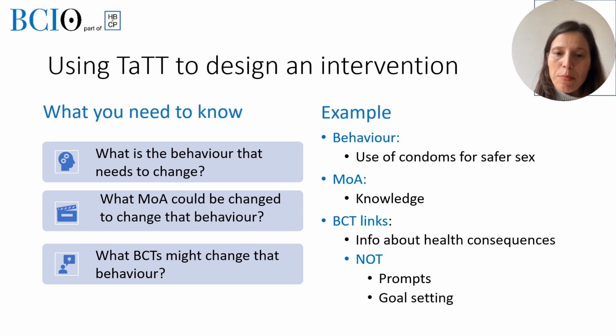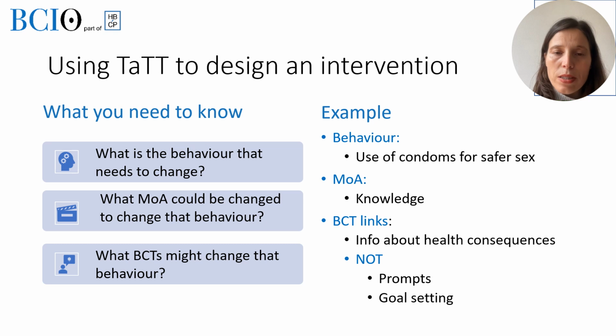So let's look at an example. If the behavior is use of condoms for safer sex, the mechanism of action might be to have enough knowledge about how condoms can actually prevent, for example, sexually transmitted diseases. If you go to the Theory and Techniques tool, you will be able to identify which behavior change techniques can actually increase knowledge. And you will see that providing information about health consequences is a behavior change technique that shows to have a link with knowledge. So this is a technique that can increase knowledge about the use of condoms for safer sex.